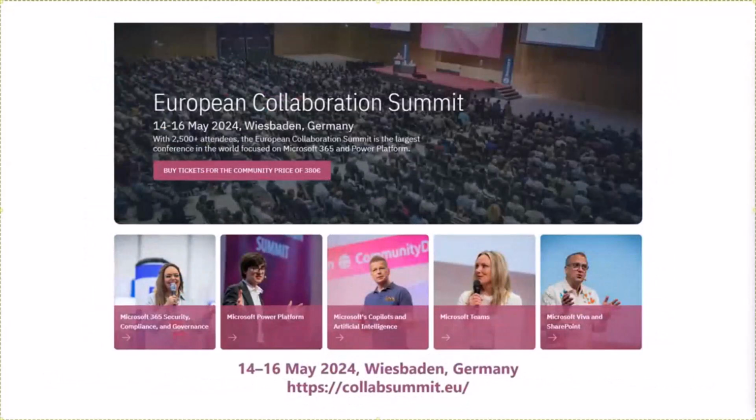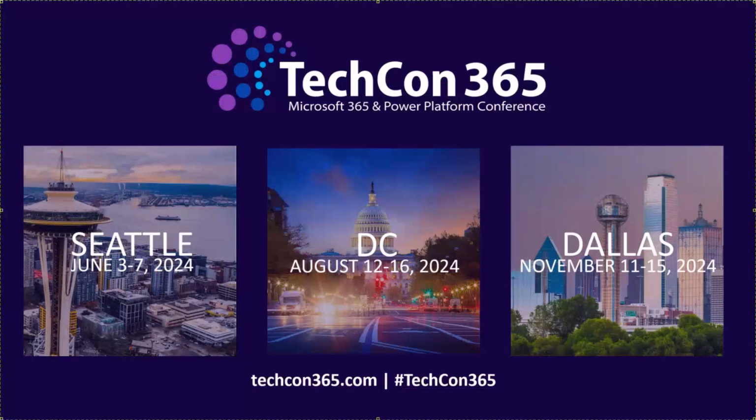On top of that, we have the European Collaboration Summit coming up in mid-May this spring in Wiesbaden. Wiesbaden is right next to Frankfurt, so it's a central hub from a plane perspective, easy to land, easy to move away as well. We also have TechCon 365 happening in Seattle, DC, and Dallas, starting from June 3rd, 2024 in Seattle. This used to be called EduCon, and now it's TechCon 365 to avoid any confusion, and it's all about Microsoft 365 and Power Platform topics.